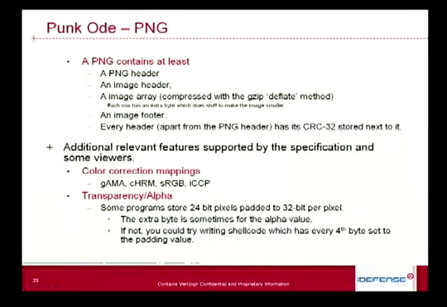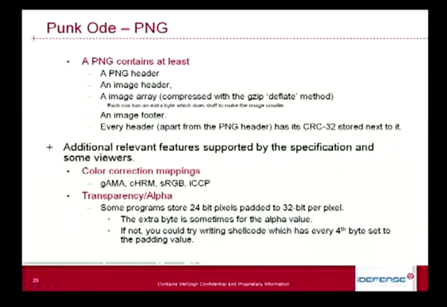Another relatively simple format, but quite a lot more complicated than that, is the PNG, which has a header for the PNG itself to say the file type, then the image header, then the actual image data itself, which is compressed using gzip, then an image footer, and every header has a CRC32 checksum stored with it. Some other features which are supported and which are useful are the color correction mappings and the transparency.